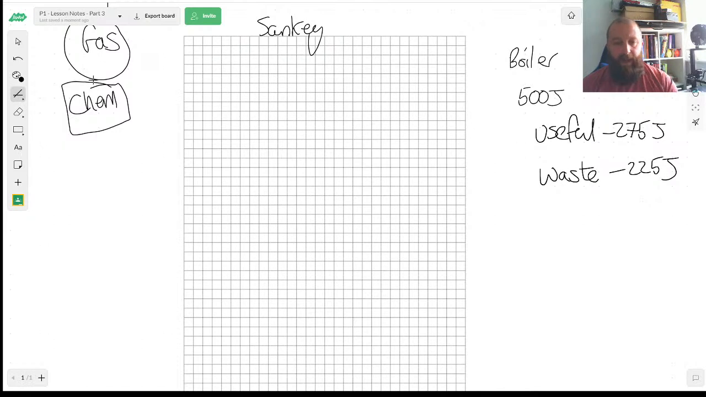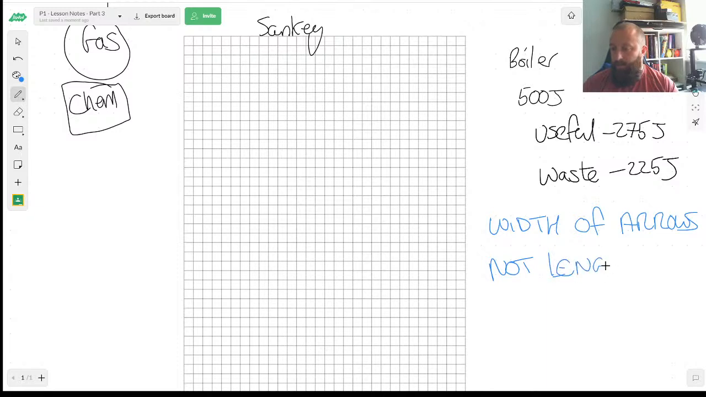Now, what this Sankey diagram is, and I'm just going to change colours to make it a little bit clearer on here. Let's go with blue. A Sankey diagram is a graph that accurately represents the energy transfers. It's going to show the total energy in, and the total energy out, both useful and wasted. The really important thing is the width of the arrows, not the length. The length of the arrows that I'm going to be drawing have absolutely no relevance in any way, shape or form. Now, you're probably looking at this going, right, you need to get on with it because I haven't got a clue what I'm talking about.